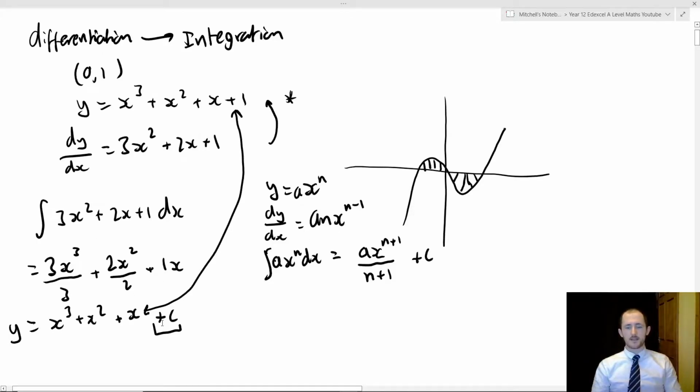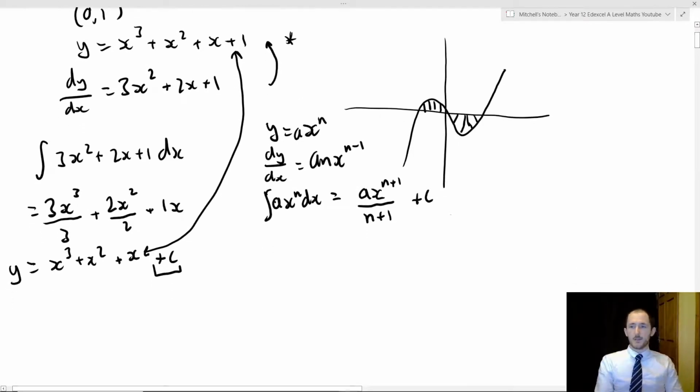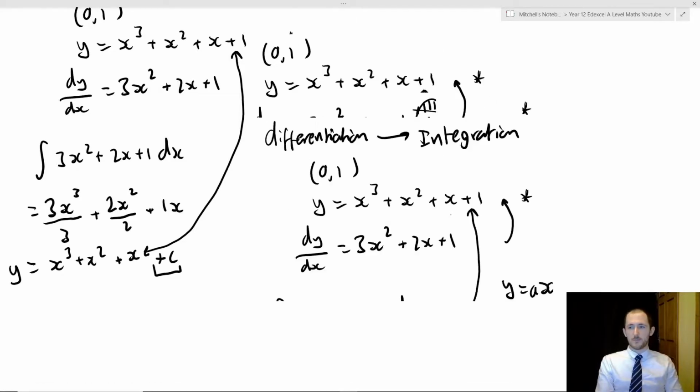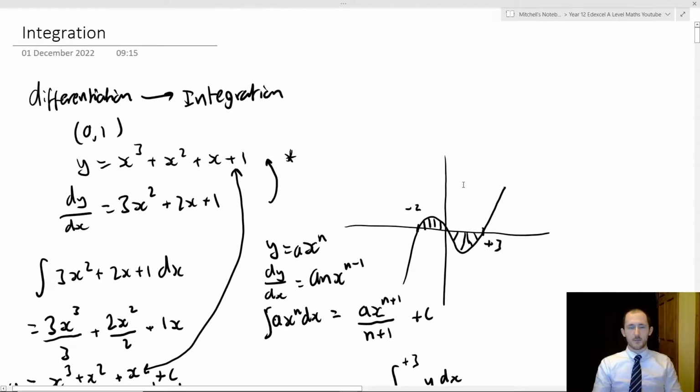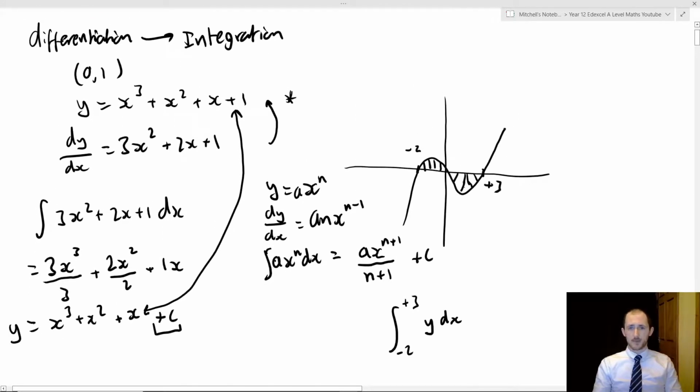Now this gives me essentially an equation to work out the area under the curve. The way you work out the area under a curve is you need to first introduce your bounds. So let's say this was -2 and this was +3. What you're doing is integrating with the limits -2 to +3, and you integrate your expression. That will give you the area between the curve and the x-axis. So that's a very brief summary, but we're going to do some example questions now.